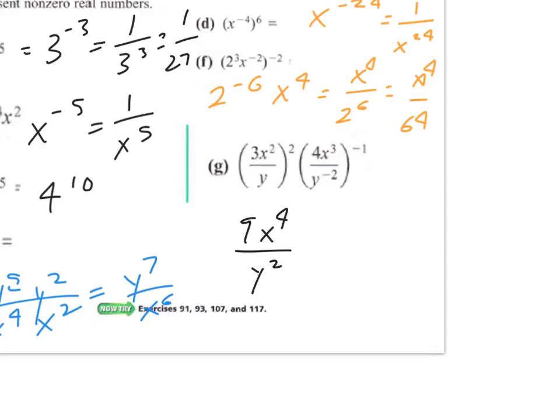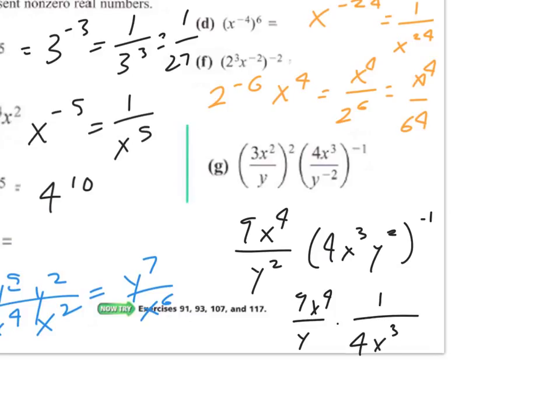With G, there's a couple things I feel like doing right away, but I think I'll just leave the parentheses, do the 4x cubed, and then the y squared will come up because it was a negative exponent in the bottom. Now the funny thing is, since it's all to the negative 1 power as well, it's all going to end up in the denominator. So we get a 4x cubed y squared in the denominator.